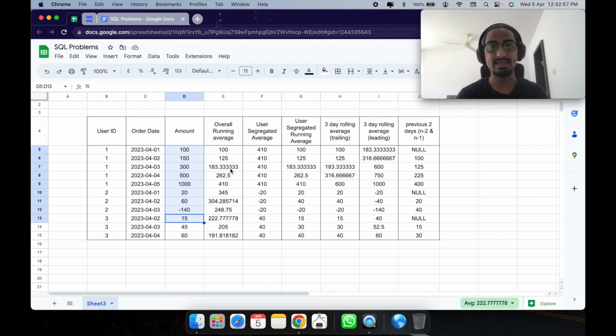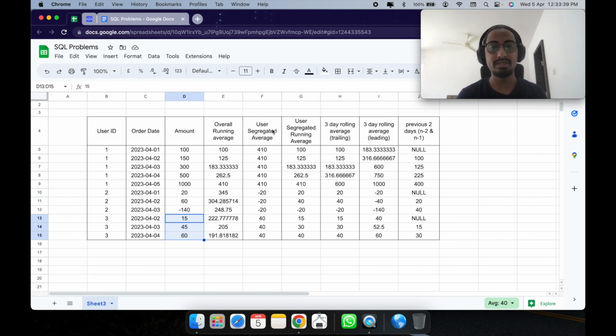Let's move to the user segregated average. It is essentially the average of the user's amount. For user ID 1, the average is 410. This is the average of all the amounts for user ID 1 across all the dates, so it's 410 here and 410 here. Going down, for user ID 2 it is minus 20, and it is minus 20 here also. For user ID 3 it is 40, which is the average of user ID 3. So this is a simple average.